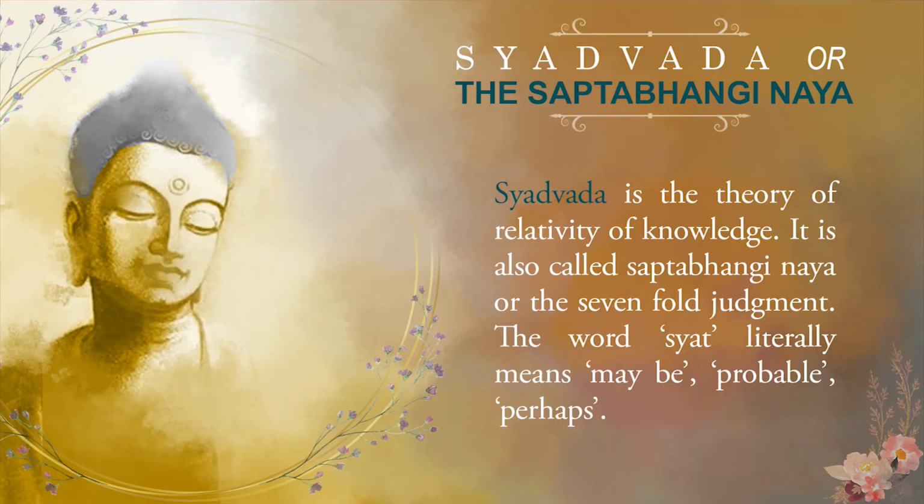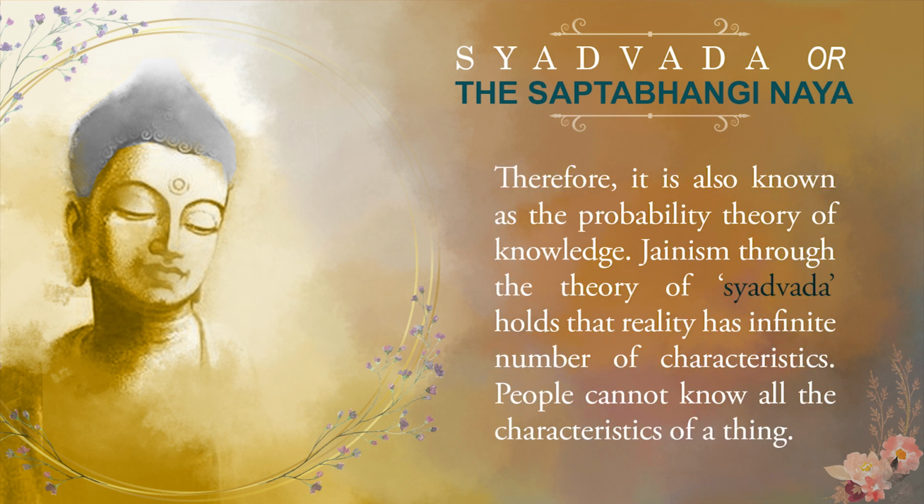Now we discuss the very important concept of Jaina philosophy, that is Syadvada or the Saptabhangi Naya. Syadvada is the theory of relativity of knowledge. It is also called Saptabhangi Naya or the sevenfold judgment. The word Syat literally means maybe, probable, perhaps. Therefore, it is also known as the probability theory of knowledge.